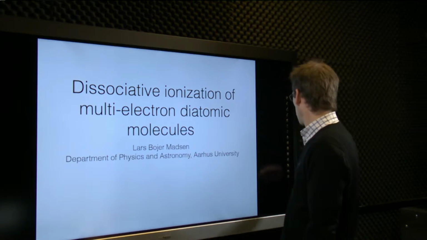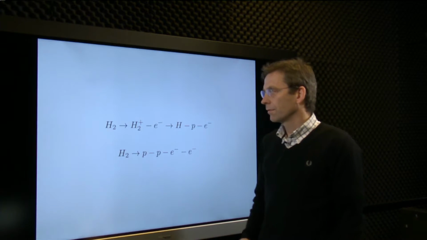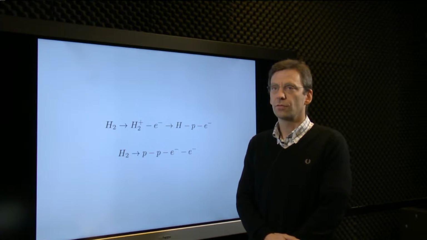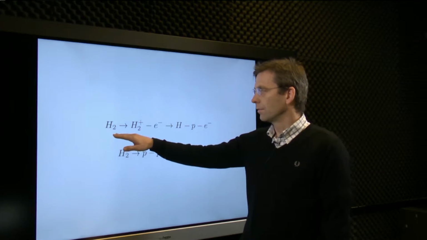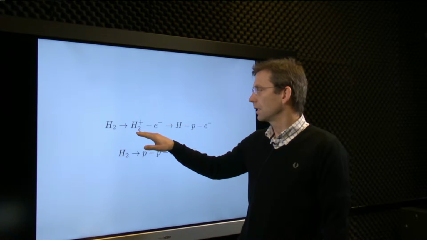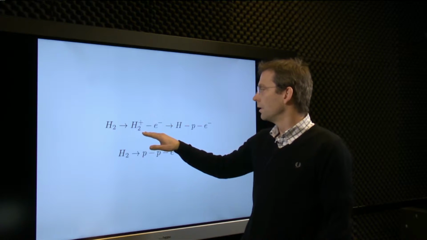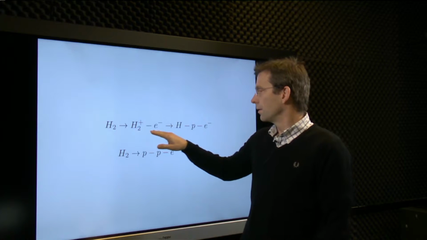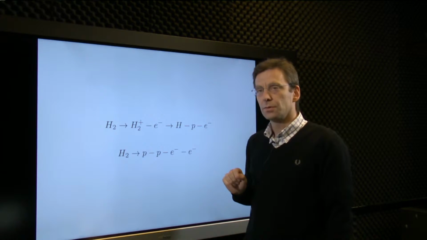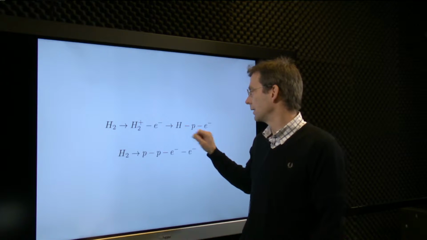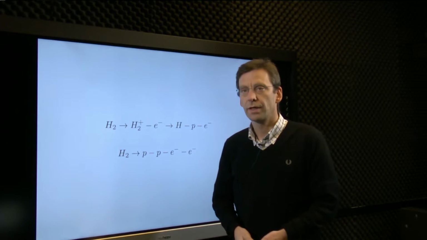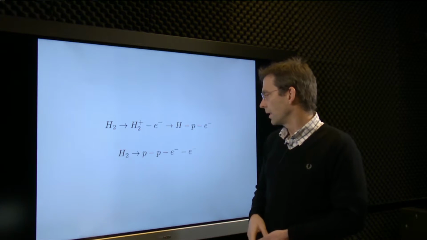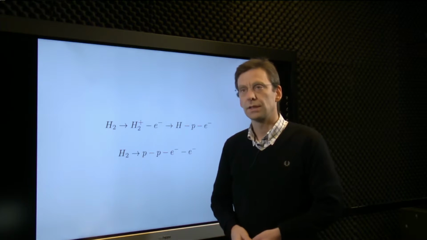In H2, we have these channels in the dissociative ionization process. One channel could be that the molecule ionizes and leaves the cation behind, and maybe the cation will dissociate into a proton and hydrogen atom. Alternatively, we can have the complete breakup channel where as an outcome we get 2 protons and 2 electrons.